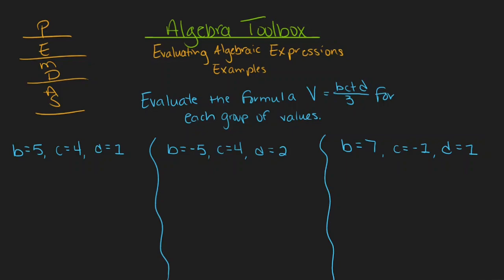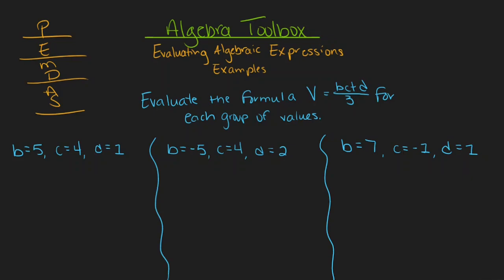I'm Amy and today we're going to work through a couple examples of evaluating algebraic expressions. For each of the problems that we'll work through today, we'll be using the formula V equals the quantity B times C plus D all over 3. But we'll be evaluating it for different values of the variables B, C, and D. Let's jump into our first problem.